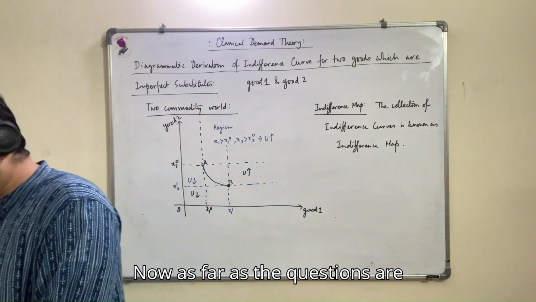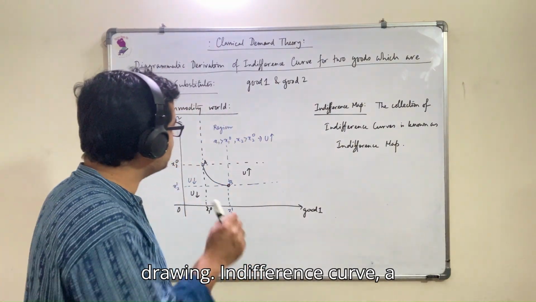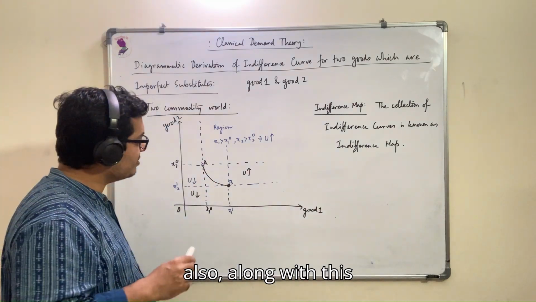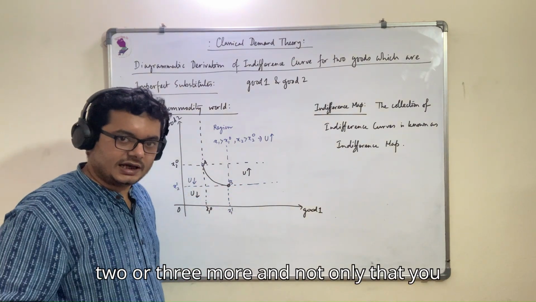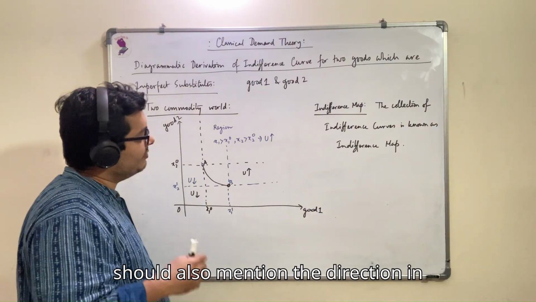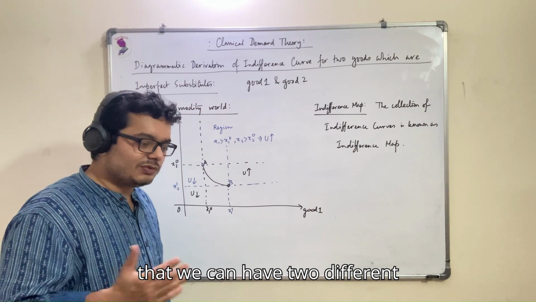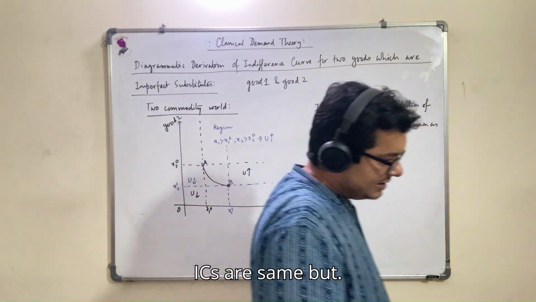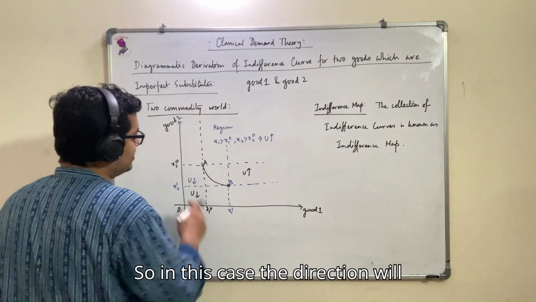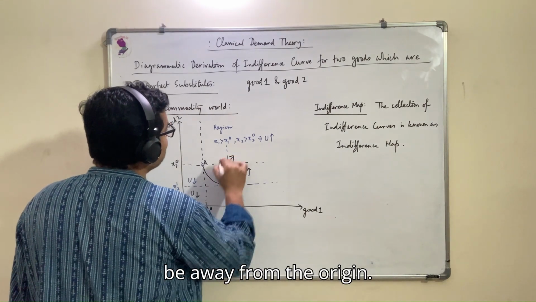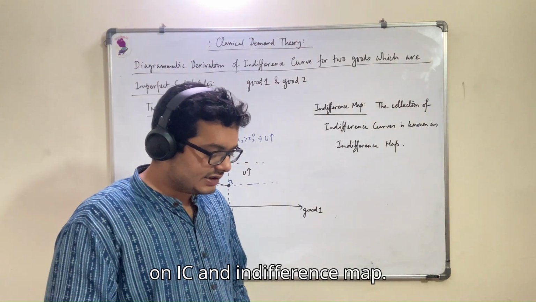Now, as far as the questions are concerned, technically, to write a correct answer, when you are drawing the indifference curve, a specimen indifference curve, you should also, along with this one, in an exam, draw 2 or 3 more, and not only that, you should also mention the direction in which the utility is increasing. That is very important, and we will show that we can have 2 different diagrams. Shape wise the ICs are the same, but direction wise they are quite different. Okay, so in this case the direction will be away from the origin. Okay, so now some results or comments on IC and indifference map.